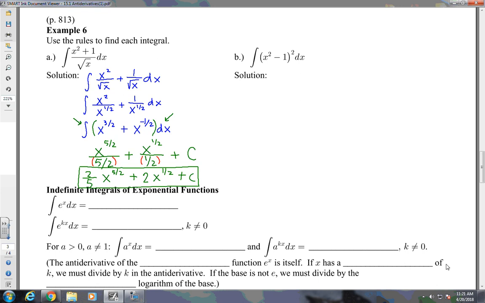Okay, let's work on the second one. Now, I can't integrate term by term on this one as it is because I have a function of x being raised to a power. I think if I were to try to differentiate that, I'd have to use the chain rule.